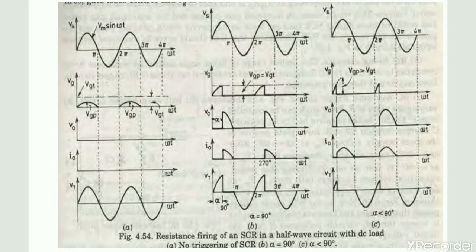Similarly, the third waveform, named C, is for an angle less than 90 degrees. In the third waveform, the second one, that is VG, there is a very small angle, that is alpha is less than 90 degrees. So as soon as we trigger the SCR, we get the output voltage. In the third waveform we can see VO, there is output voltage, also output current, and when the SCR turns on, the voltage across the SCR is almost zero, as in the last waveform, waveform number 5, denoted by VT.